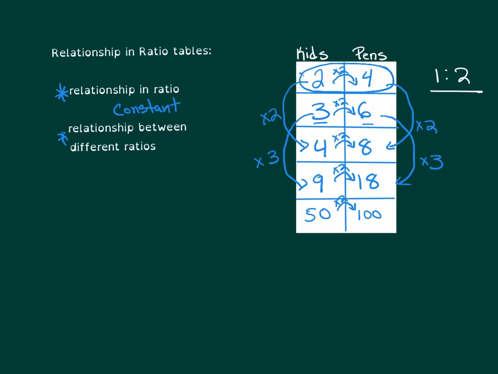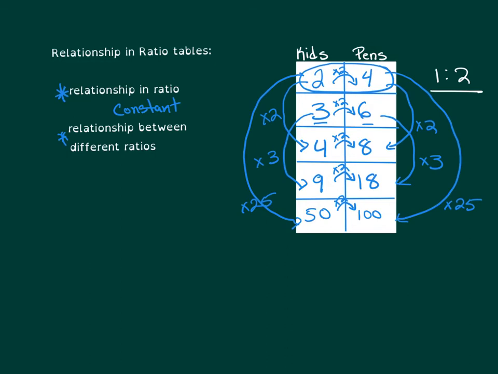Let's go back. Let's look at this one. What about if I go from 2 to 50? What's that relationship? Well, how do you get from 2 to 50? You would multiply it by 25. Well, then it better be the same over here. How do I get from 4 to 100? It's exactly what I would do. 4 times 25 is going to be 100.